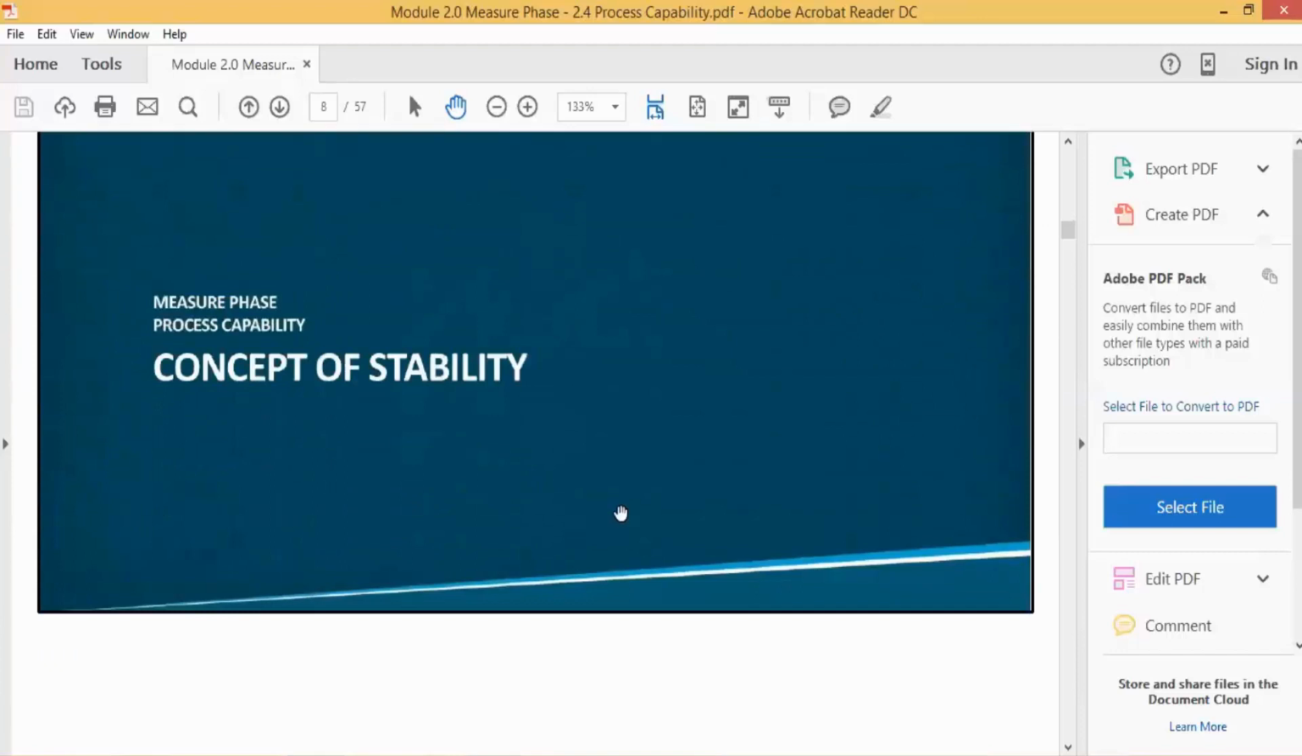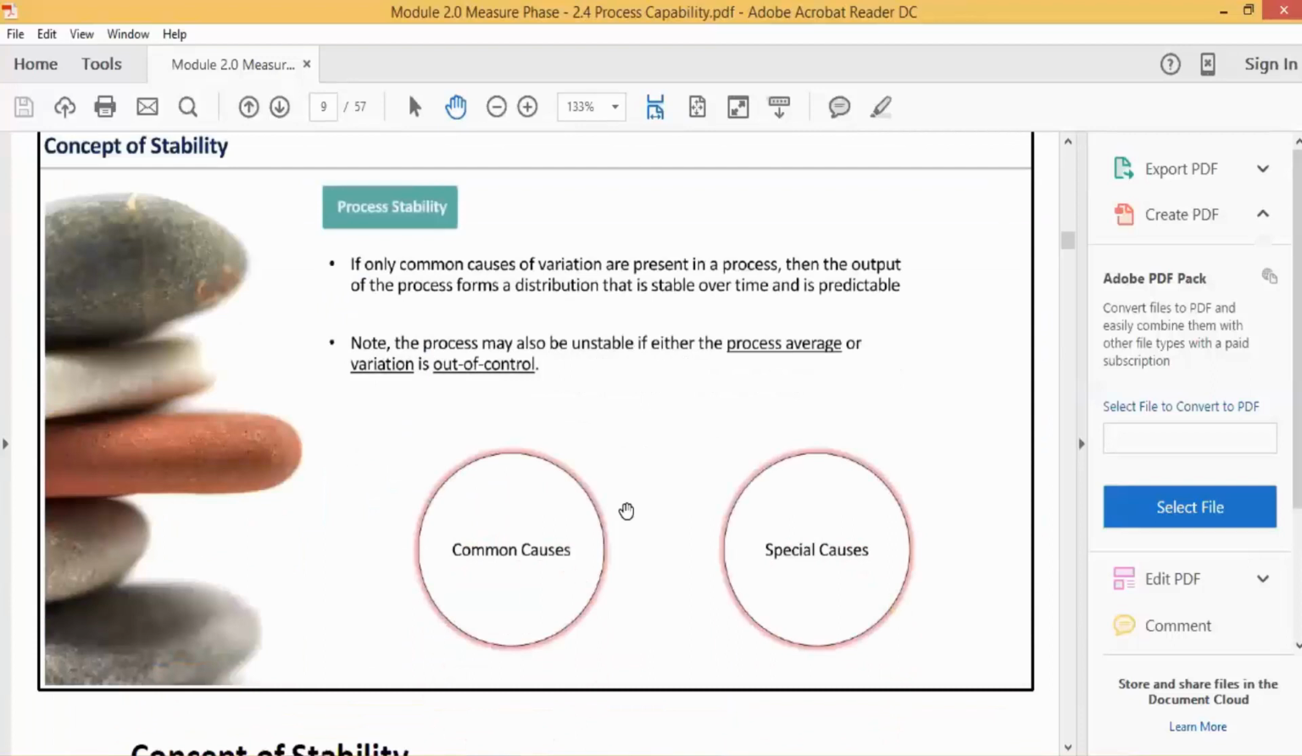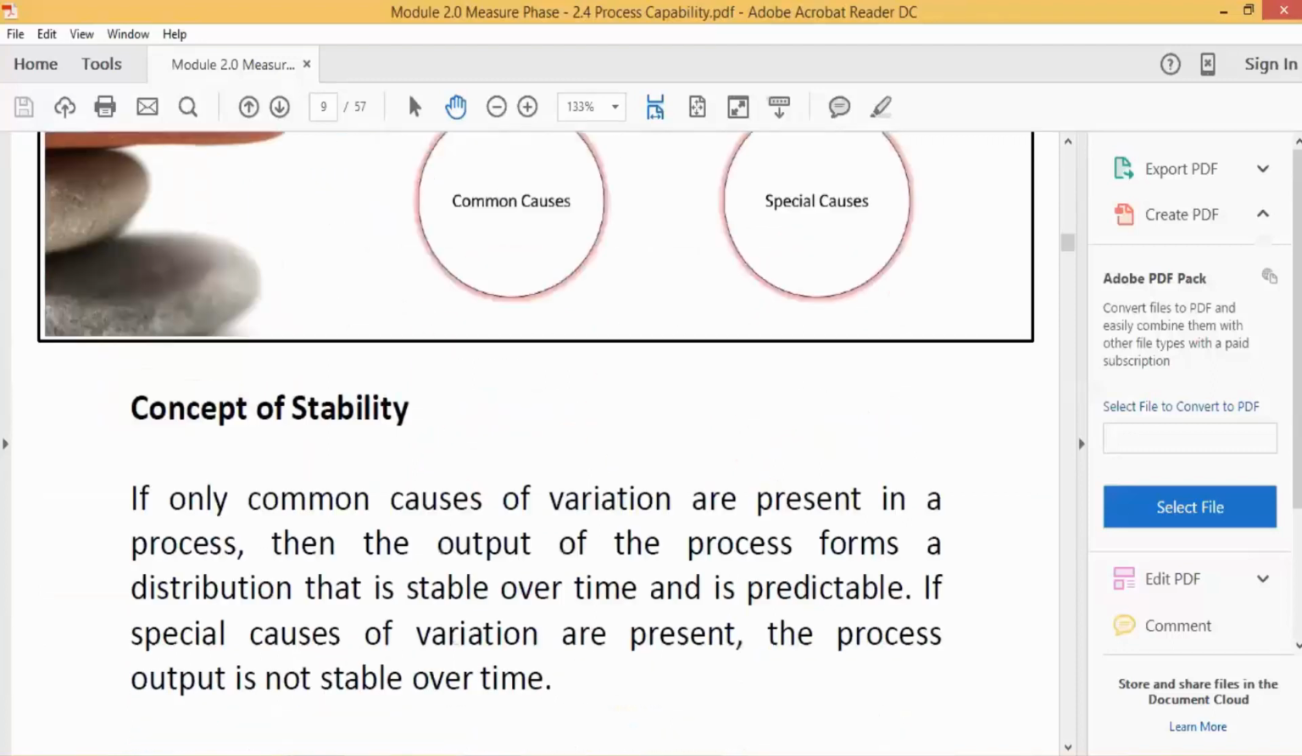Concept of stability. Process stability. Variation can be caused by either common causes, where day-to-day operations can cause variations, or special causes. As I told you, the pizza boy is going to deliver the pizza to a customer, but he suddenly meets with an accident and the pizza delivery gets late. It's a special cause of variation.